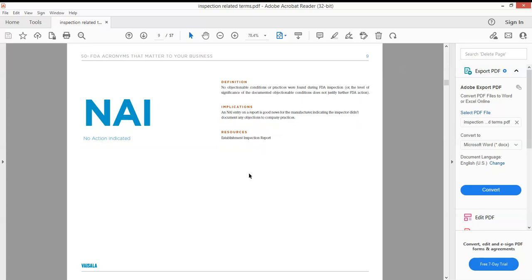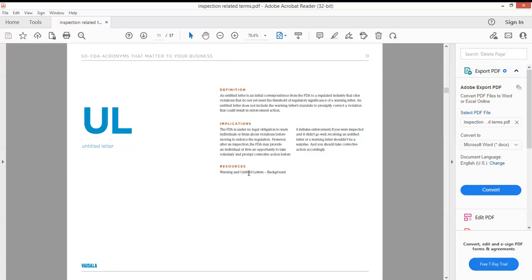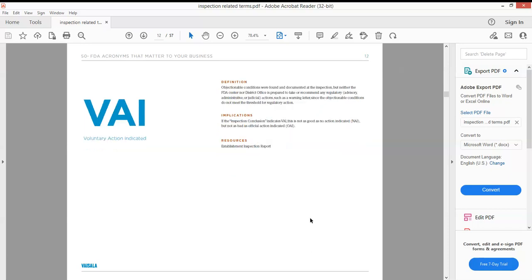NAI, no action indicated, OAI, official action indicated, and UL, untitled letter, are used when there are no objections or legal obligations. VAI is voluntary action indicated.